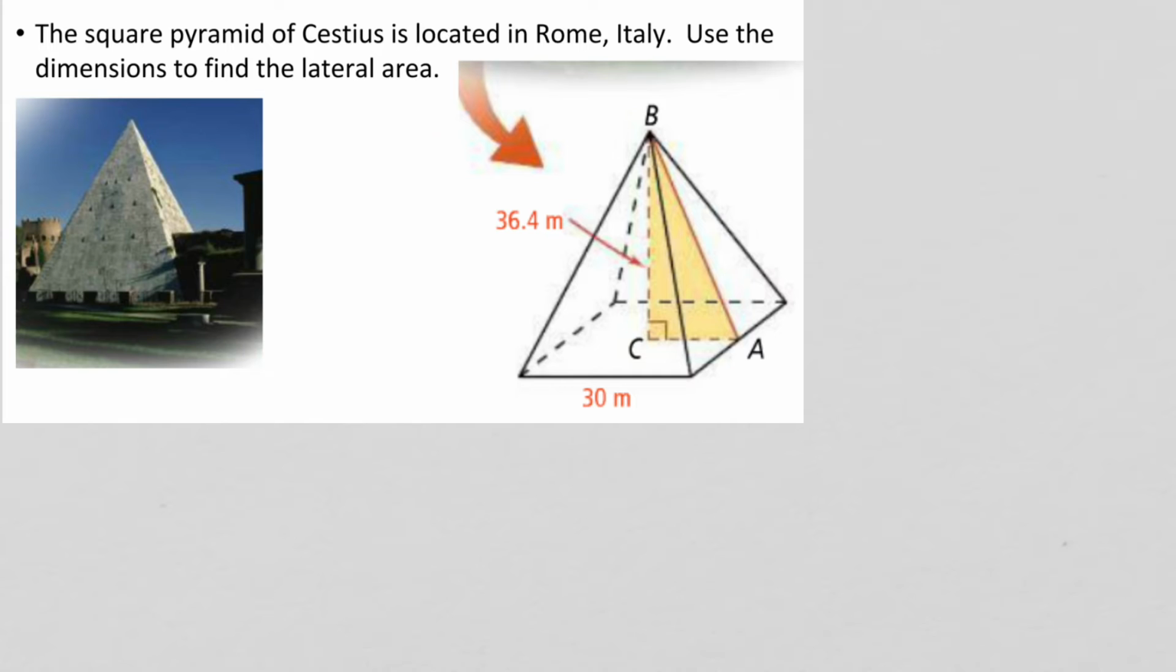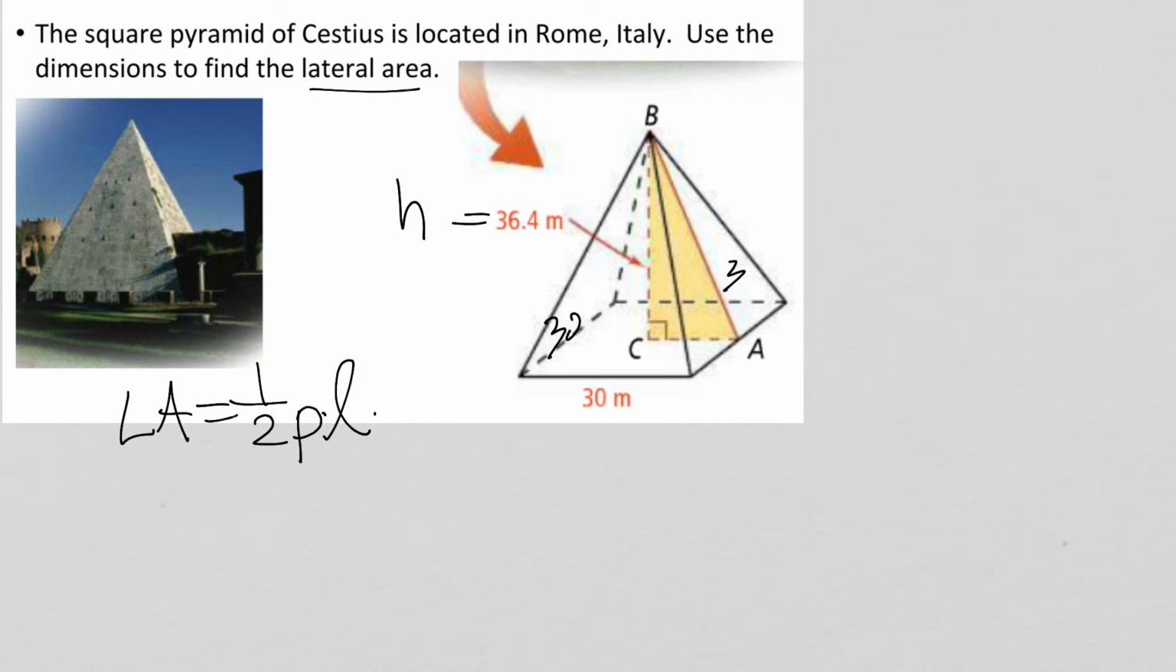All right, let's do an example of this. Here we have a pyramid located in Rome. Use the dimensions to find the lateral area. What was lateral area? 1/2 PL. Now let's take a look at this. We have a square base, so it's got 30s going around. They're giving us the height inside, 36.4. What's missing here, because we could get the perimeter, right? We're just going to be adding up 30, 30, 30, 30 all around. What's missing is we don't have the slant height. We need the slant height, the L.